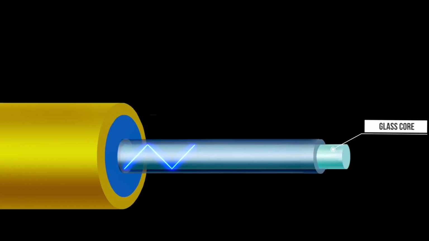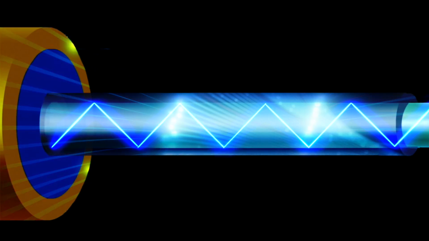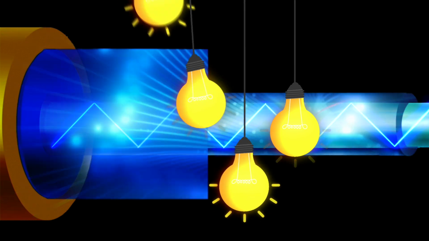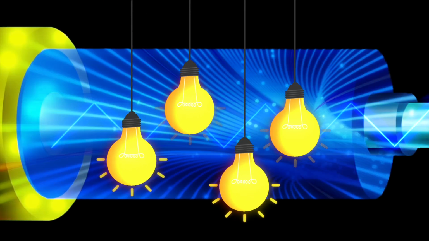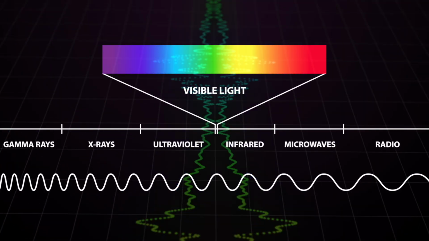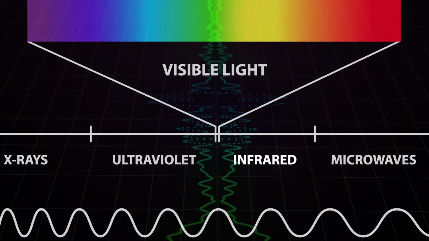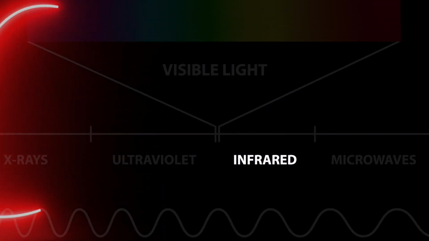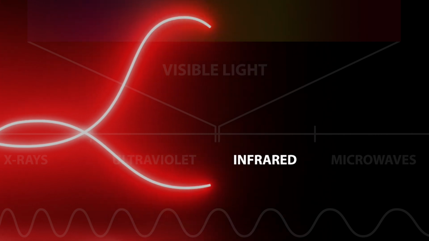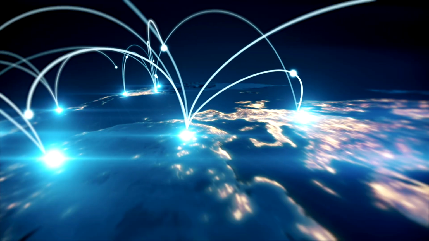Now let's delve into the type of light utilized in fiber optic cables. Not all light can be used. For instance, light from a bulb won't work. Fiber optics require light of specific wavelengths. The light we see daily is just a small fraction of the electromagnetic spectrum. Fiber optic systems use invisible infrared light, which has a longer wavelength than visible light. Infrared light is ideal because it experiences less signal loss or attenuation as it travels through the fiber, ensuring strong signal integrity even across long distances.